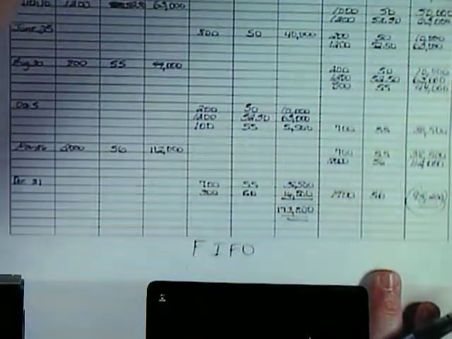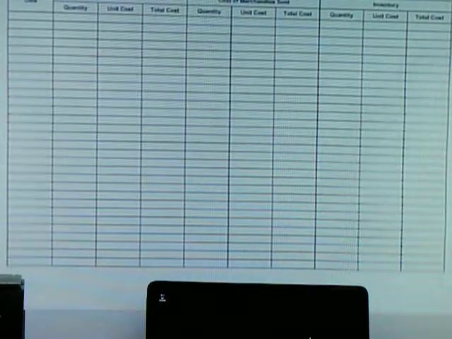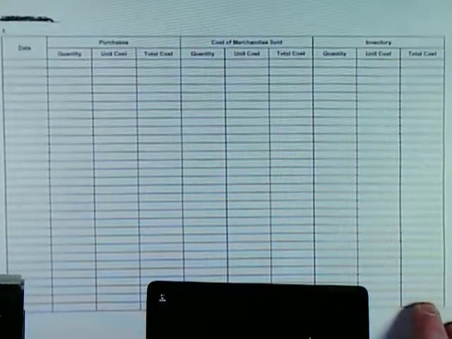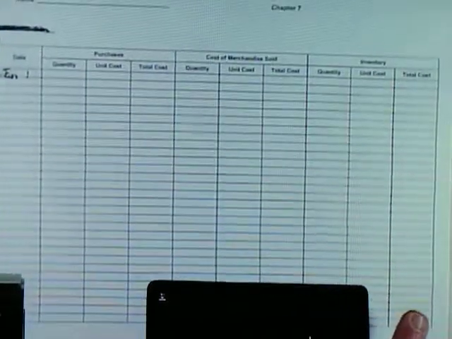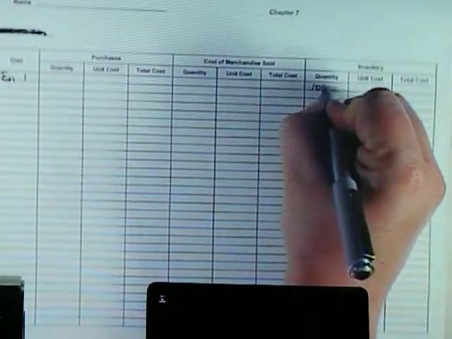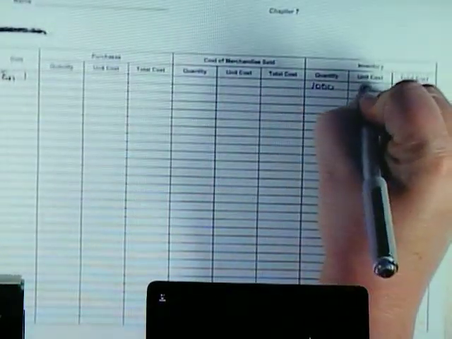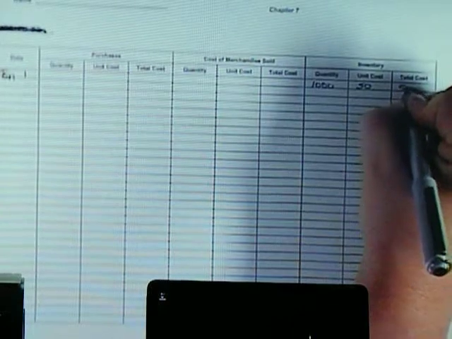Let's look at the same problem under the LIFO method. Same problem, LIFO method. Still on pages 336 and 337. Going to purchase and sell the same items. Okay? Alright. So on January 1, we had 1,000 units at $50 a piece for a total of $50,000 in inventory.